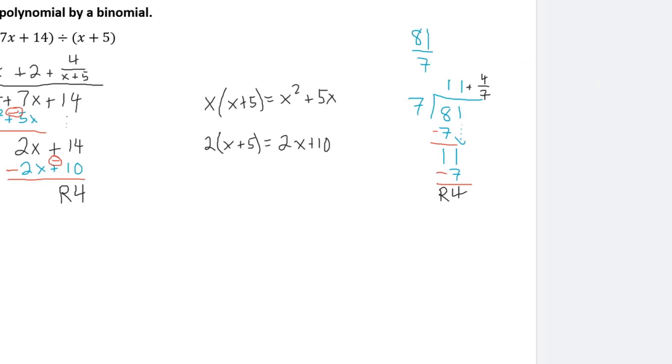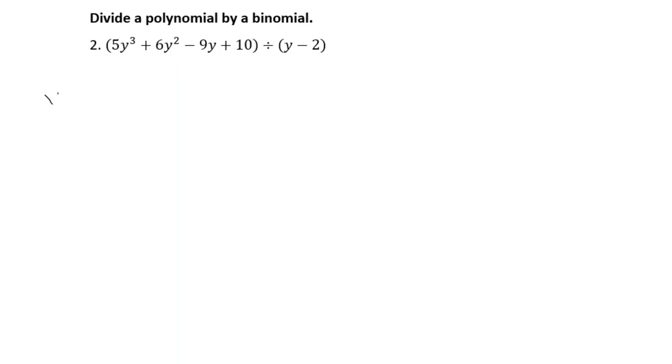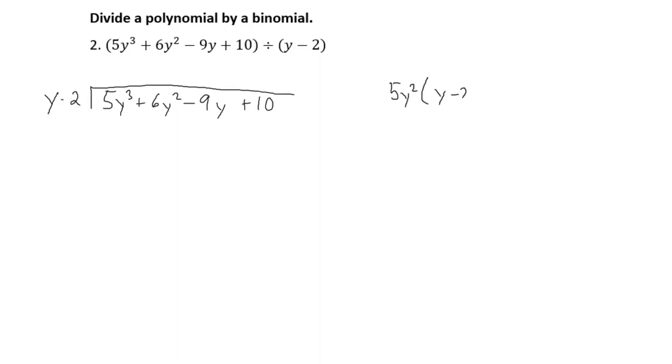All right, let's look at another example. Okay, so in this one, we're going to move our y minus 2 to the front. And underneath the bar, we're going to put our 5y cubed plus 6y squared minus 9y plus 10. Okay, so here we need to figure out what I need to multiply y by in order to turn it into 5y cubed. So I'm going to use 5y squared times y minus 2. And that will give me 5y to the third minus 10y squared. Okay, so I'm going to put my 5y squared up here on top.